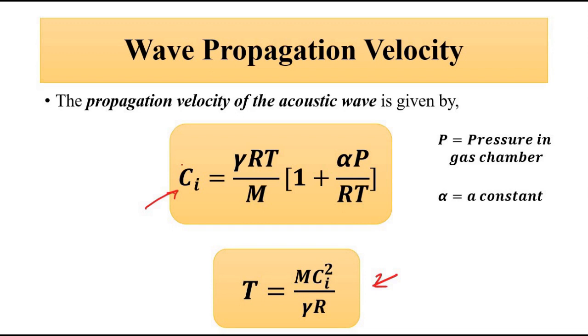The propagation velocity is given by the square root of gamma RT by m, into 1 plus alpha p by RT. We know gamma is the ratio of specific heats at constant pressure and specific heat at constant volume. R is the gas constant, T is the temperature, m is the molecular weight. Alpha here is a constant which is based on this piston displacement.